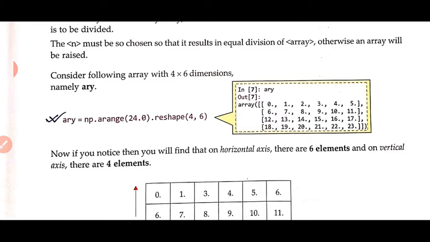Without the reshape function, arange will create a vector. Vector means one dimensional array. In that condition, all the elements of ARY will be on the horizontal axis only. 0 to 23 you can see in one line horizontally. But due to reshape, it is divided into the given shape. What is the shape here of ARY? 4 rows and 6 columns.